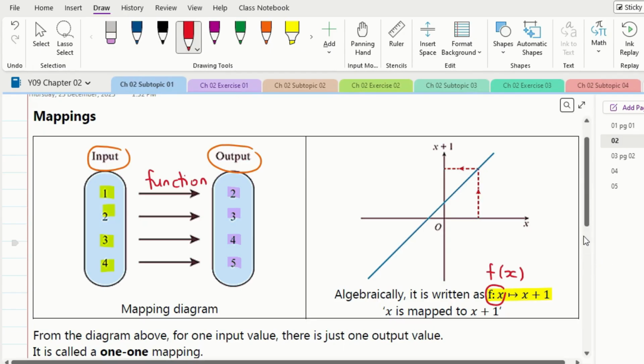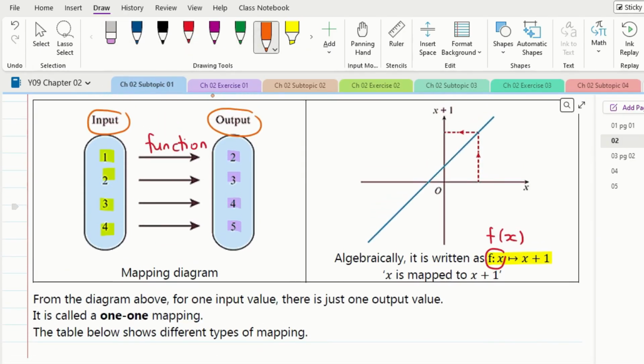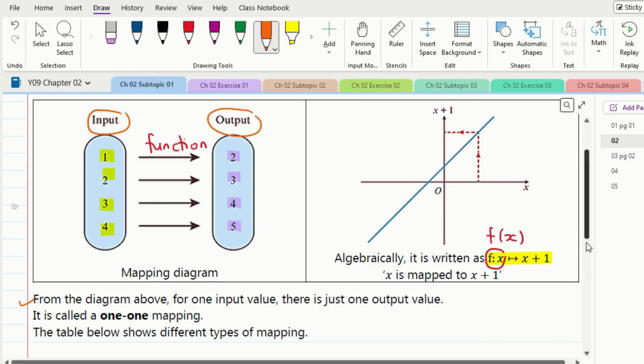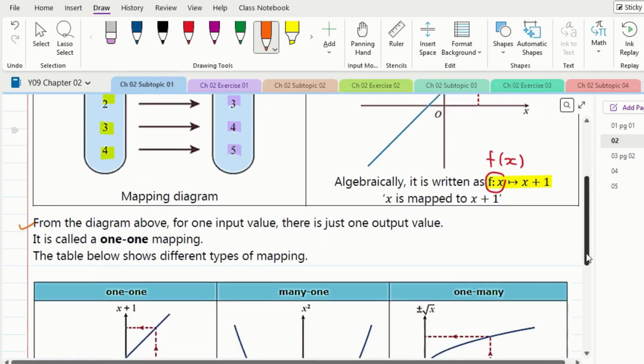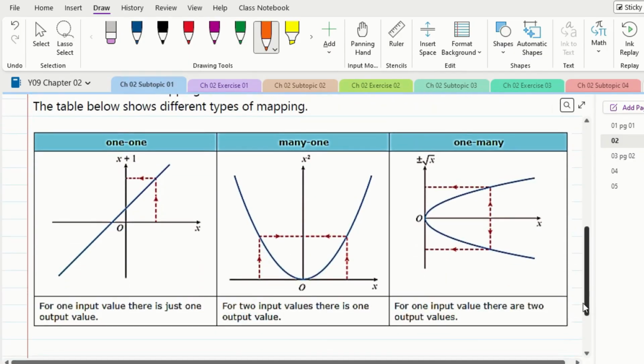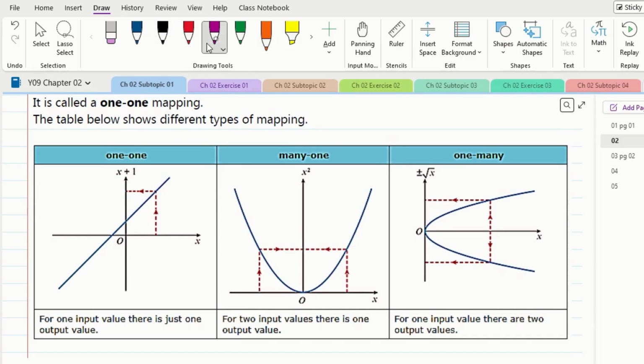Right, now below, in the sentence from the diagram above, you see that for one input value, there's just one output value. So this is an example of 1-to-1 mapping. And if you go further down in your notes, these are the different types of mapping. The first one is called 1 to 1. For one input value, there is just one output value.